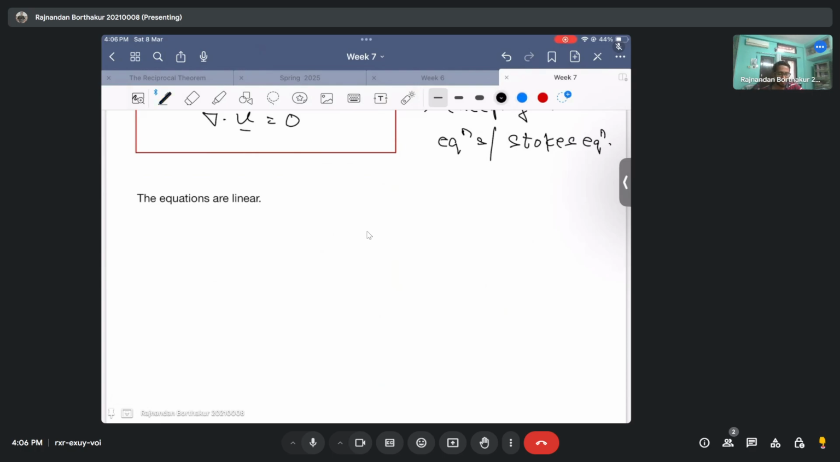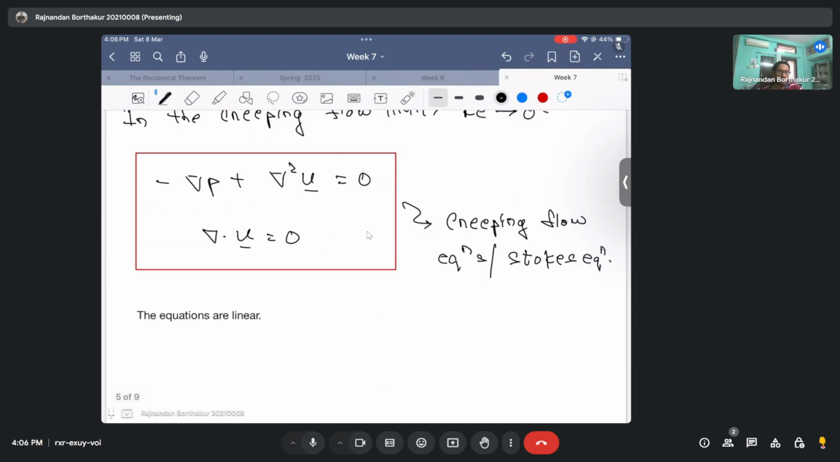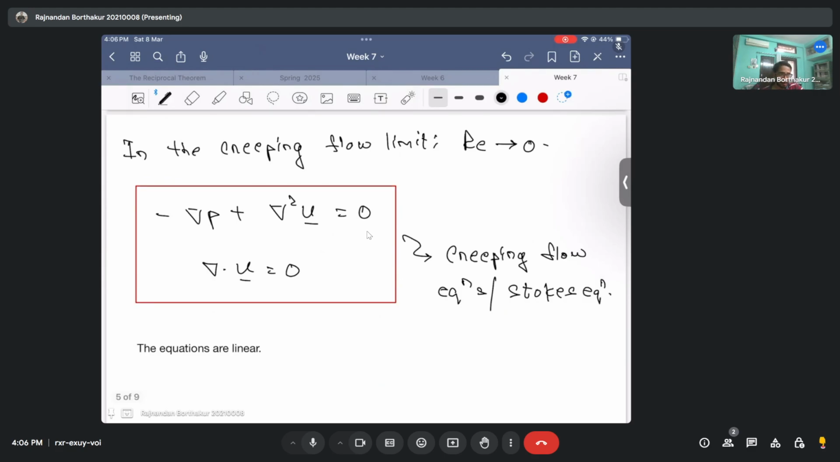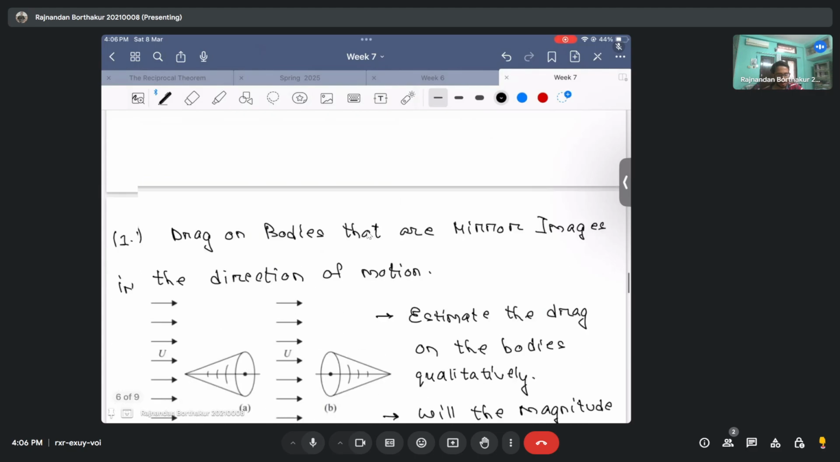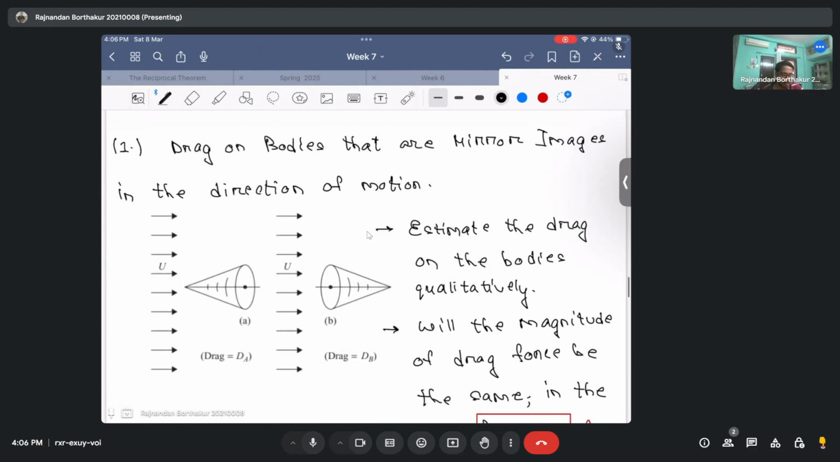All right. Now, what we will see is that because these equations are linear, they have some very important consequences, and we will now see that. So the first consequence of this linearity is as follows.